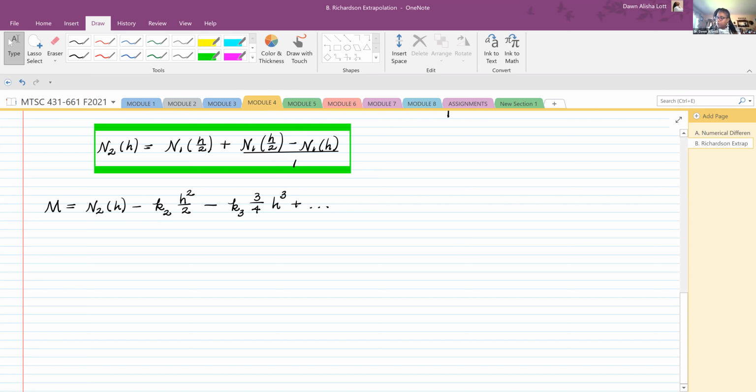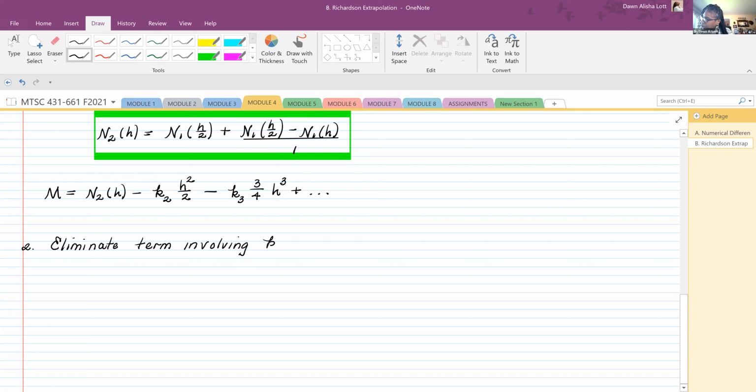Now I need to eliminate the term involving K2. So if I can eliminate the term involving K2, then my new approximation will be order H cubed. Okay, so I'm going to do the same thing now. I'm going to replace H by H over 2.